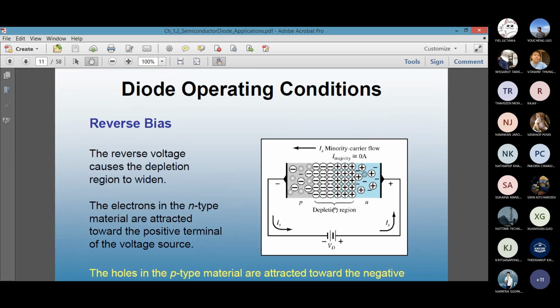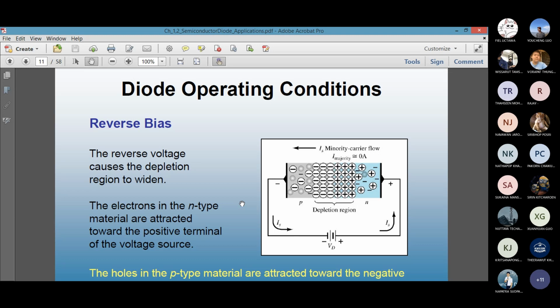In the reverse bias, we have a wide depletion region, and in the reverse bias, the minority carrier has more opportunity to flow. The little bit of saturation current in the reverse bias is due to the flow of minority carriers from one side of the junction to the other side.